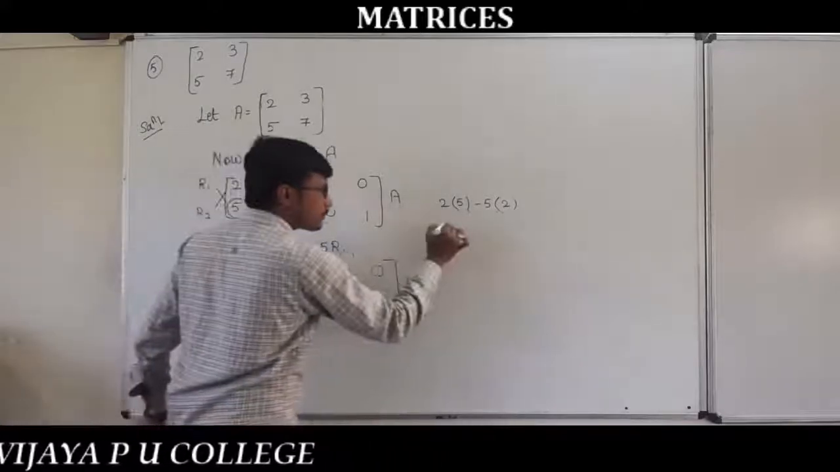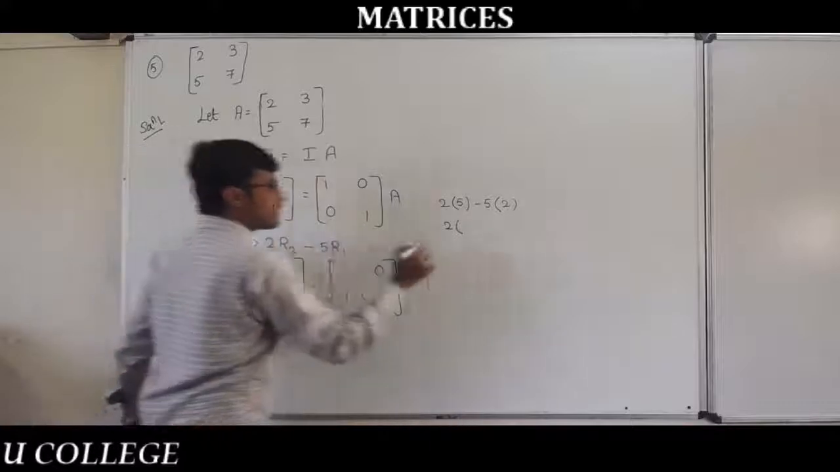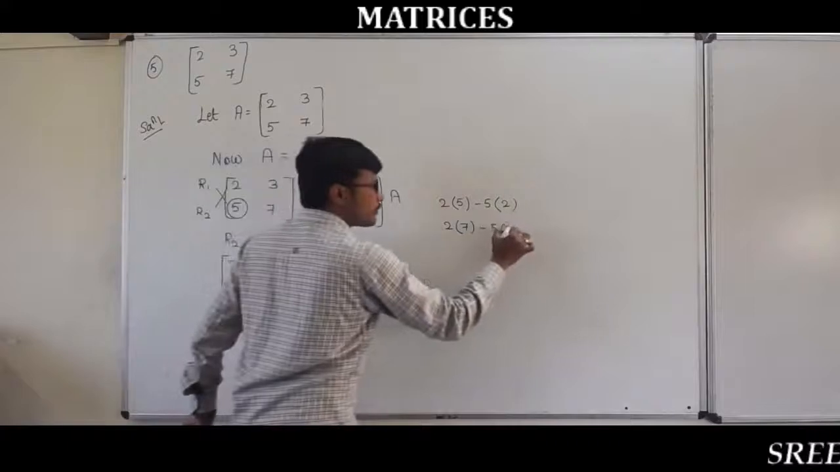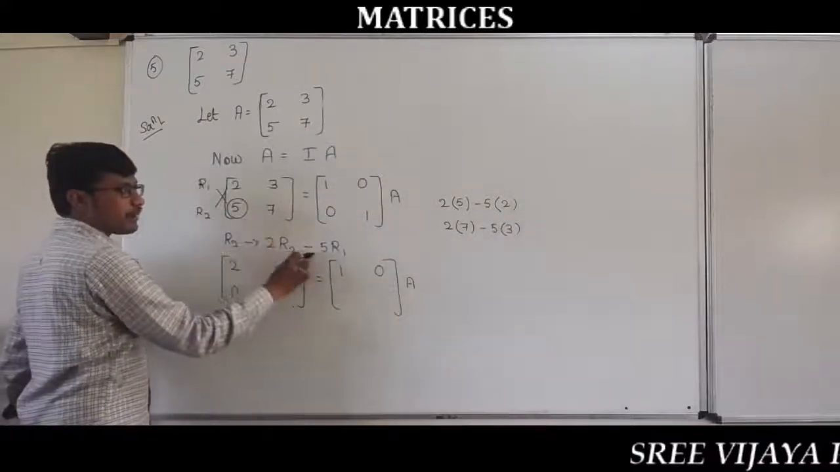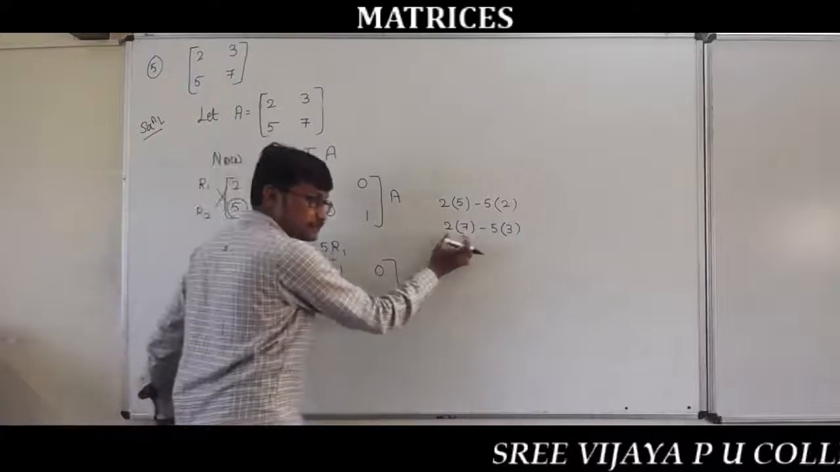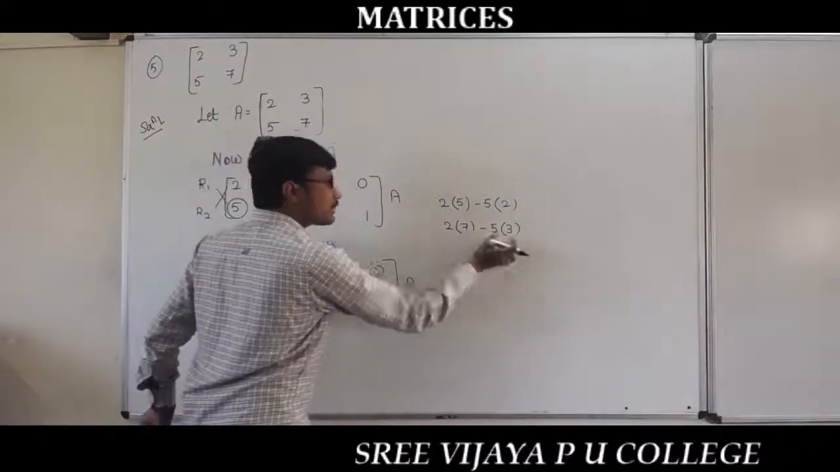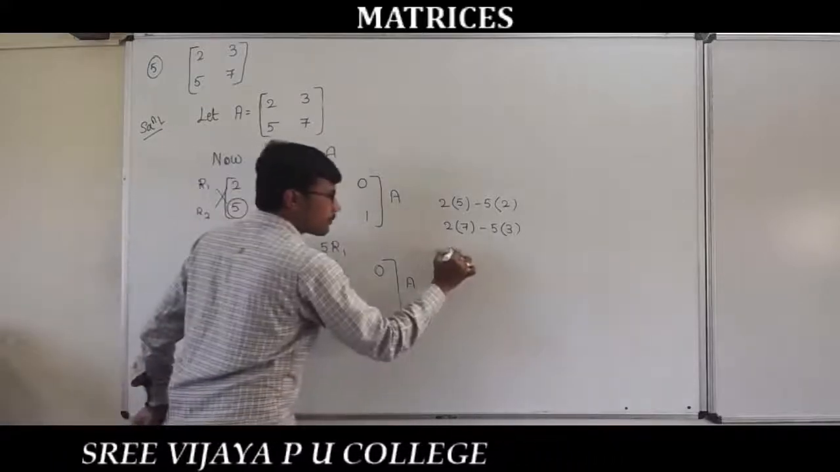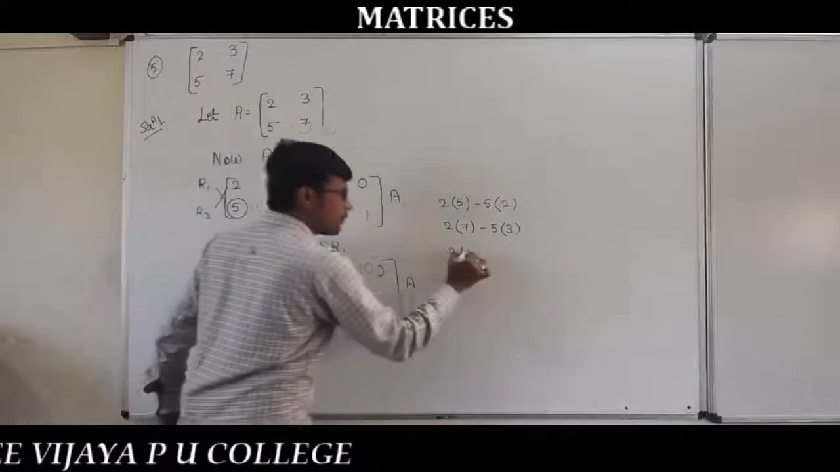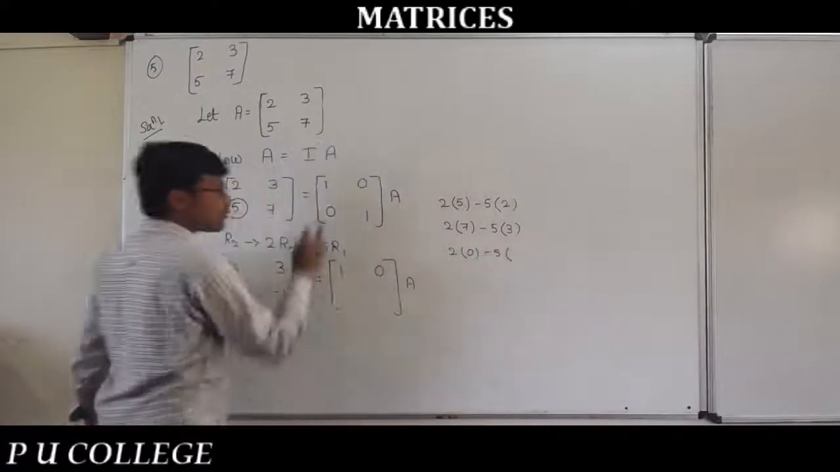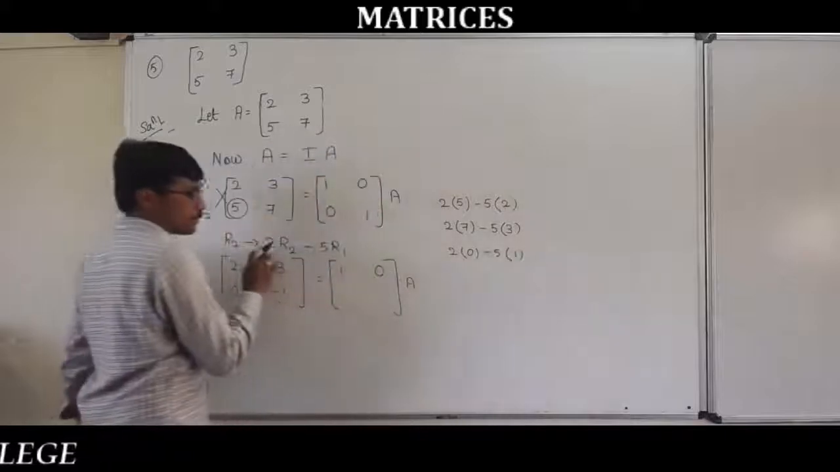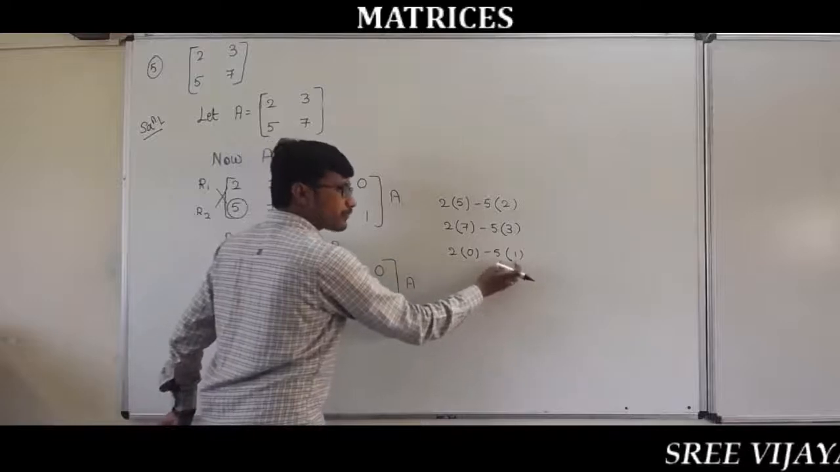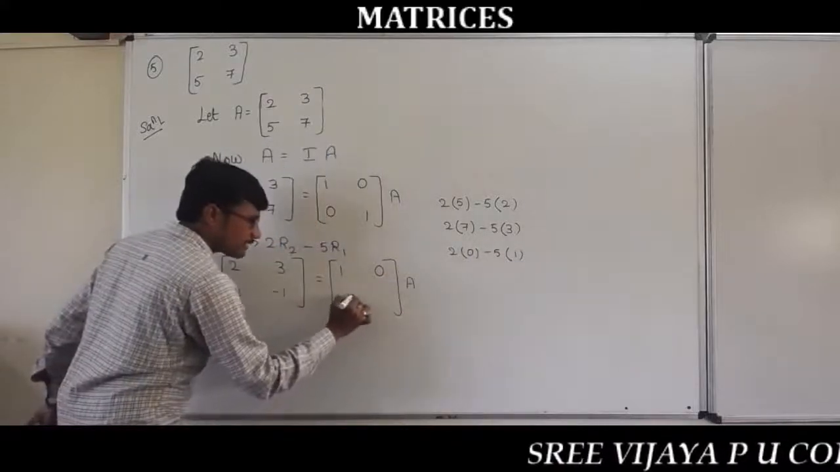Next, 2 times R2 is 7 minus 5 times R1 is 3. See, 2 times R2, 7, minus 5 times R1, 3. 2 7s are 14, 5 3s are 15. 14 minus 15 is minus 1. Next, 2 times R2 is 0 minus 5 times R1 is 1. 2 into 0 is 0, 5 into 1 is 5. With minus you will get minus 5.